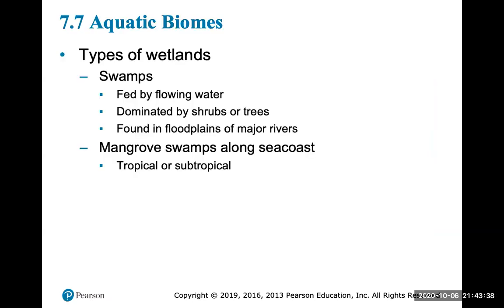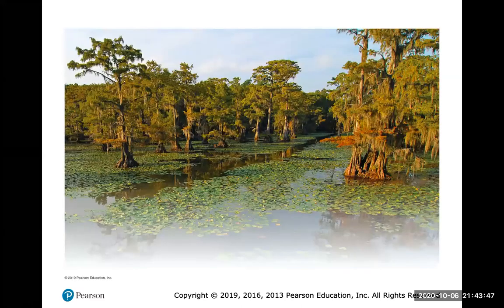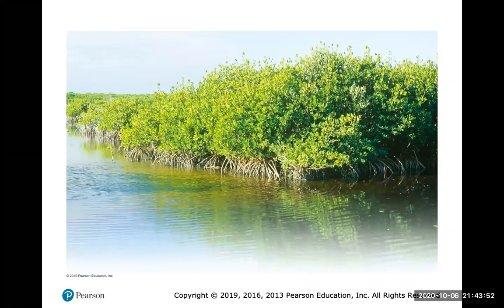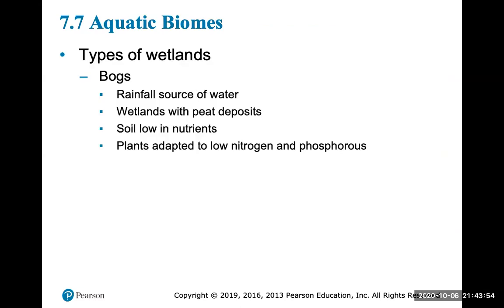Swamps are fed by flowing water, dominated by shrubs or trees, and found in floodplains. The mangrove swamps along the seacoast can be tropical or subtropical. So this is what a swamp would look like. And here are some mangrove plants.